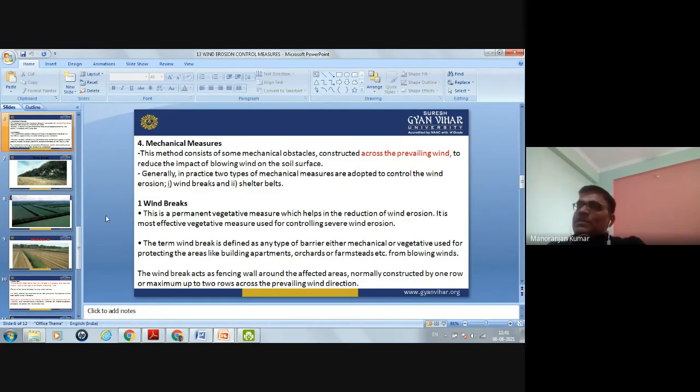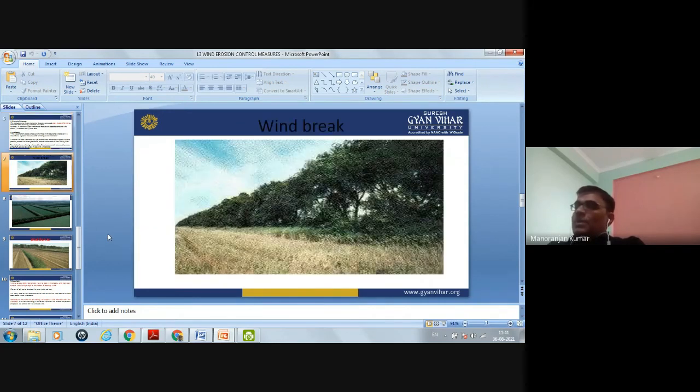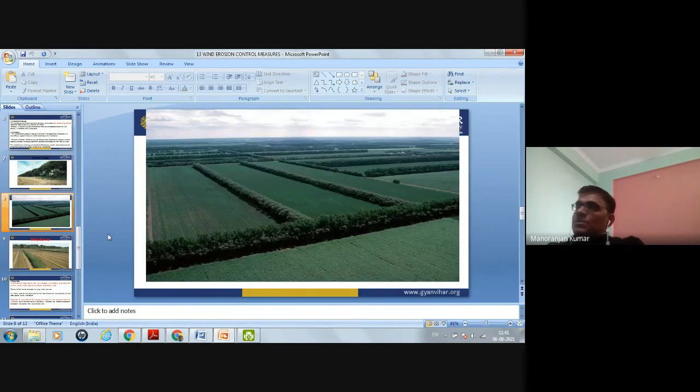The windbreak acts as a fencing wall around the affected area, normally constructed by one row or a maximum of two rows across the prevailing wind direction. Here in this picture, you can see a windbreak around the field.